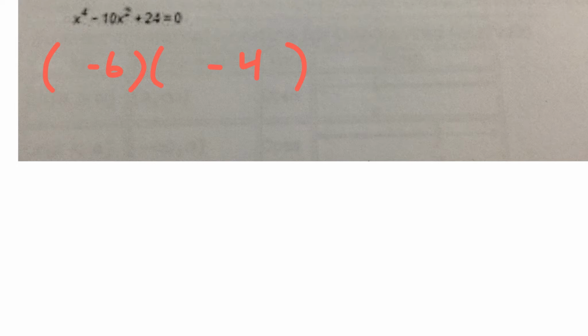And now the leading term should be x squared and x squared, because I'm just taking the square root of this first power here. So now I've got two things multiplied together to equal 0. That's great news. That means either the first parenthesis has to be 0 or the second parenthesis has to be 0.